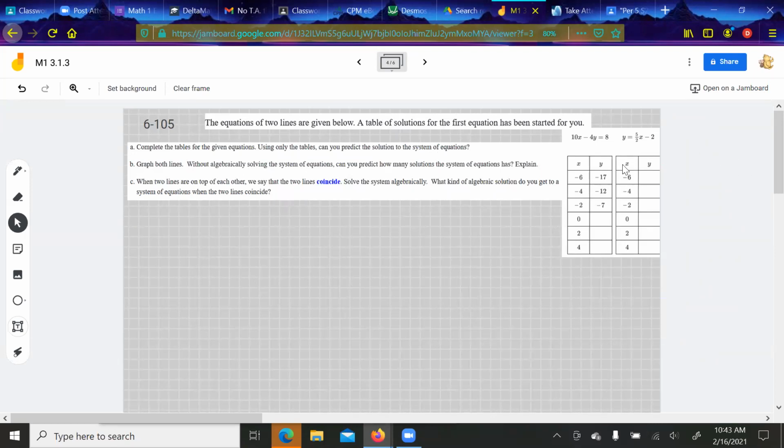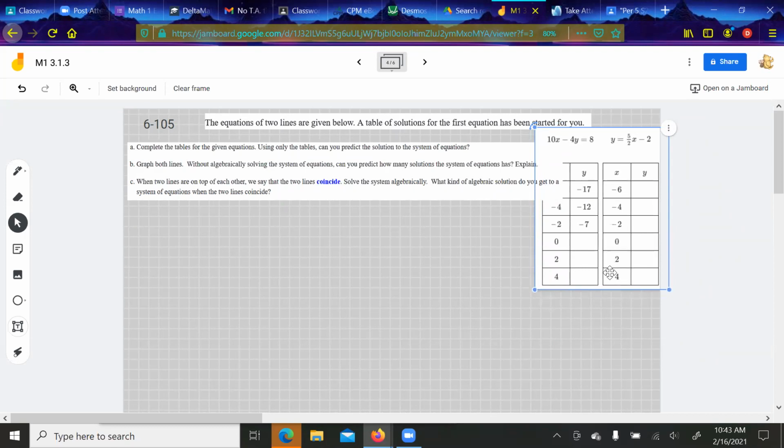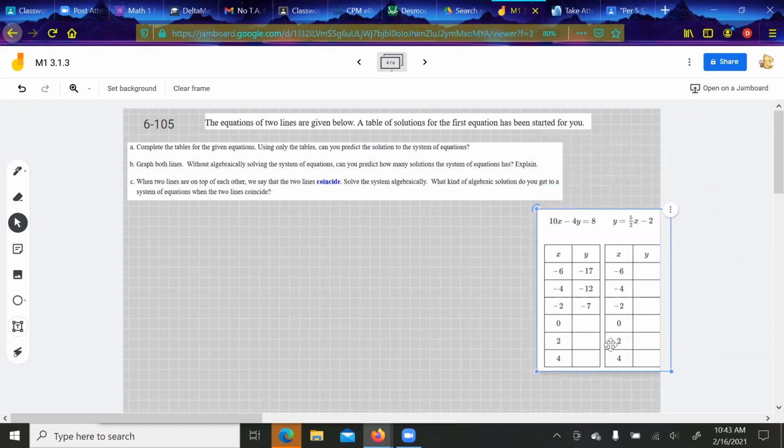So let's go ahead and draw these equations. Let me see if I can make it a little bigger so you can see it better. So the equations are 10x minus 4y equals 8. So go ahead and write that at the top of your paper. 10x minus 4y equals 8. And then the first xy table, they go by twos. So it's -6, -4, -2, 0, 2, 4.